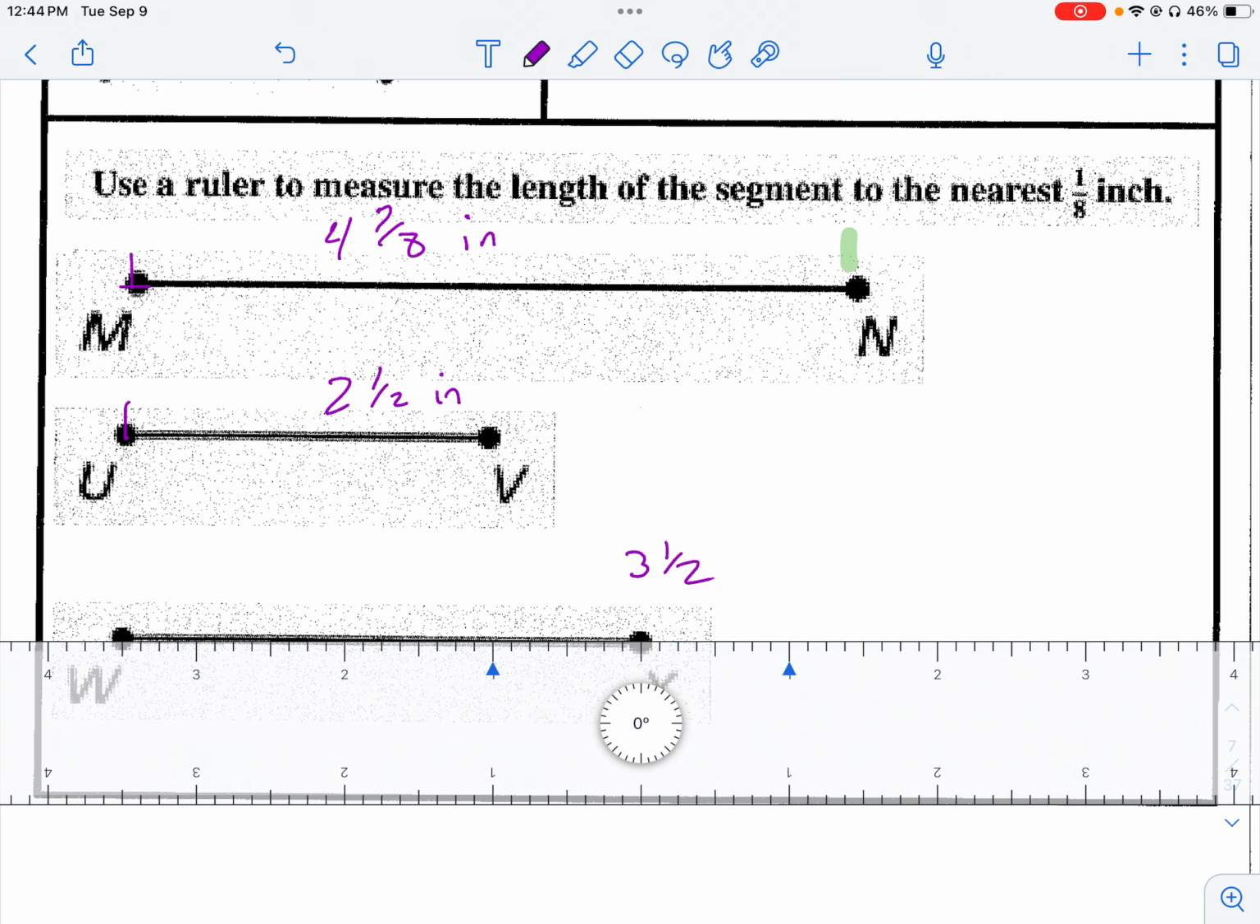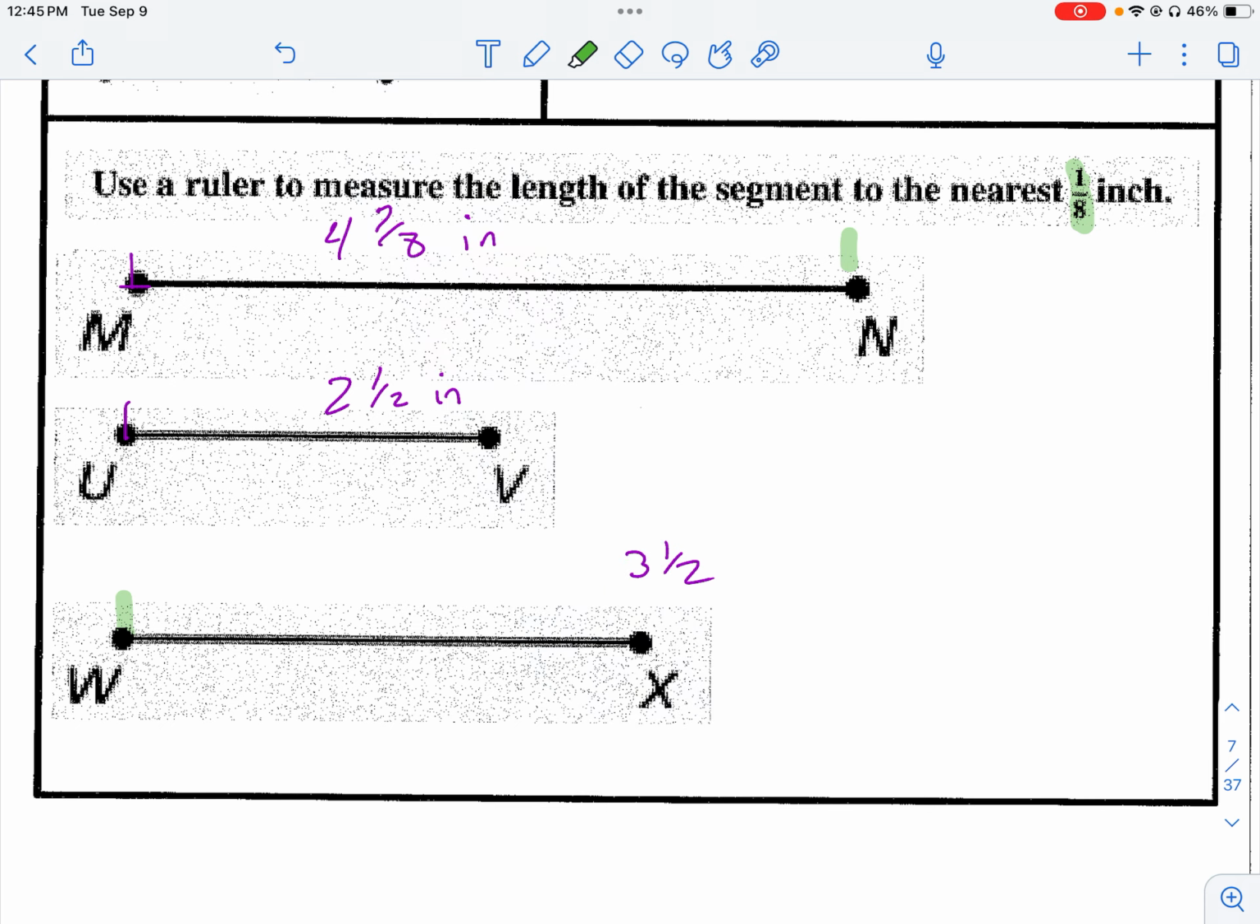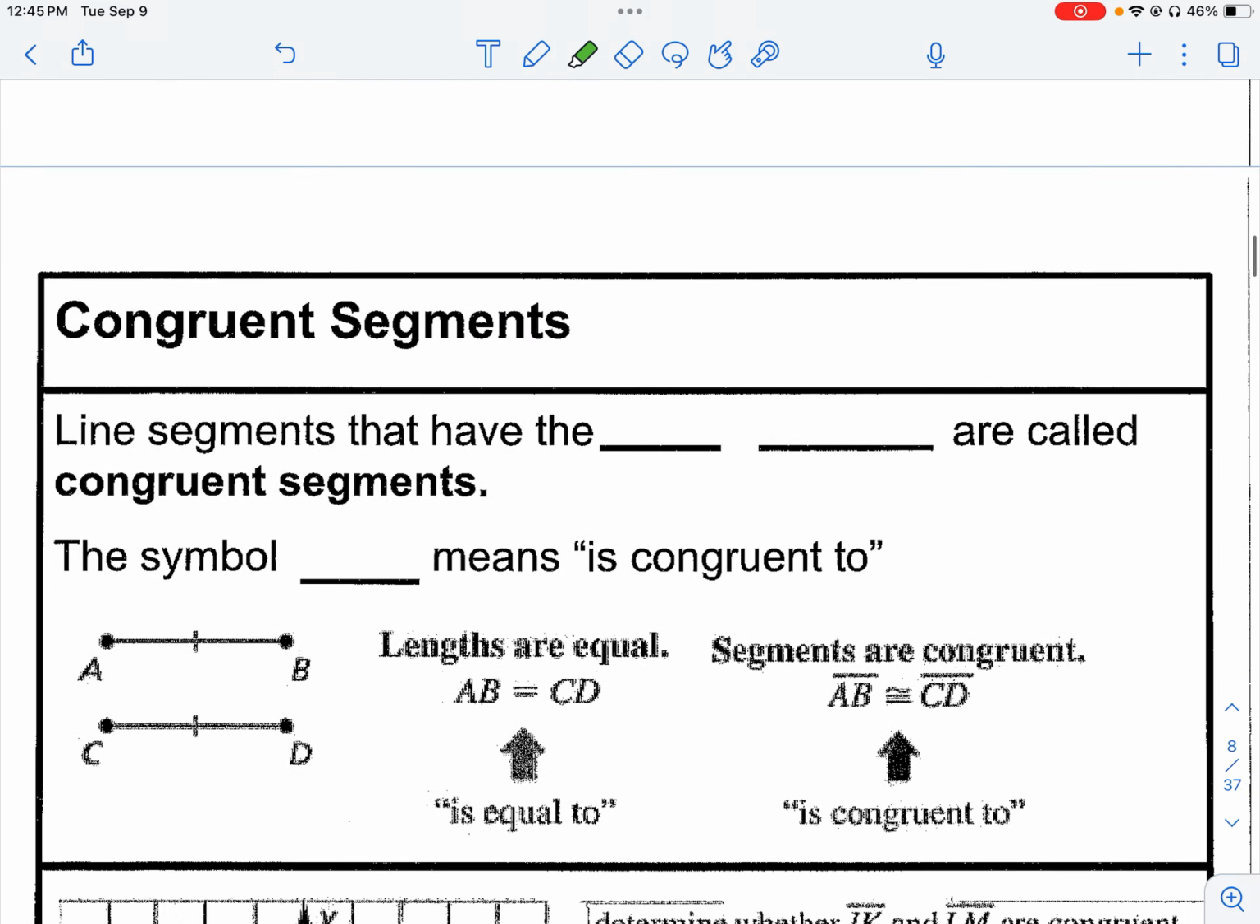So if we're going to use our ruler postulate, we're going to use our ruler. We're going to measure to the nearest 1/8 of an inch. Right there. And we want to go from the center to the center, not from the outside to the outside, because we're adding a whole bunch of extra distance on. All right, let's get rid of that ruler.